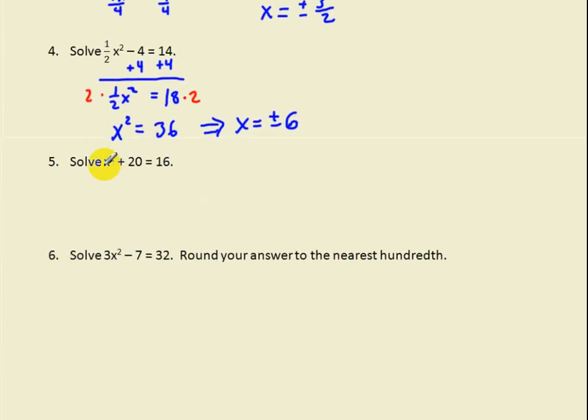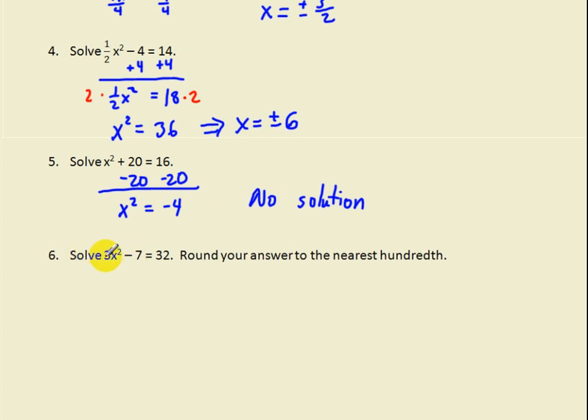Okay, number 5, solve x squared plus 20 equals 16. So let's subtract 20 and see what happens. And we get x squared equals negative 4. But there is no real number that we can multiply by itself and end up with a negative. And so at this point we say no solution. There is no value of x, as far as real numbers go, that will ever make this equation true.